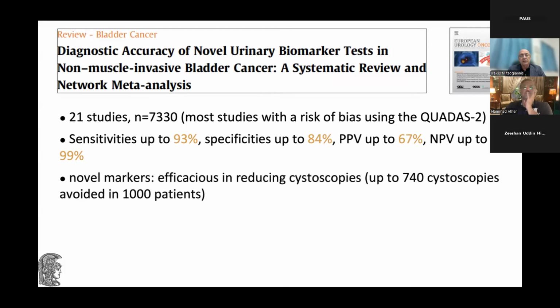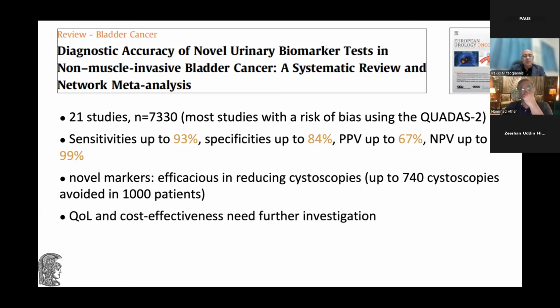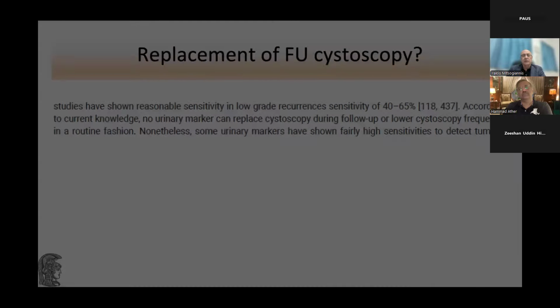So in this systematic review and meta-analysis, the novel markers were found to be efficacious in reducing cystoscopies. It was mentioned that up to 740 cystoscopies could be avoided in 1,000 patients. The quality of life and the cost effectiveness need, as they mentioned, further investigation. But they conclude that for these urinary molecular biomarkers there is a promising role in the future.